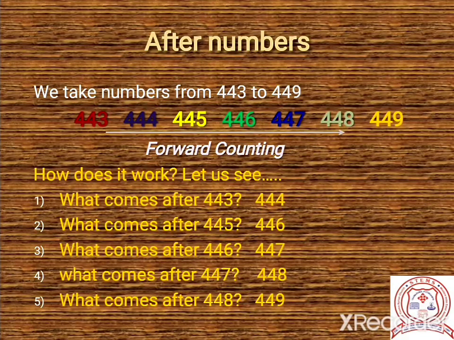We take numbers from 443 to 449. 443, 444, 445, 446, 447, 448 and then 449. To find after number, we have to do forward counting. Forward counting means next number. How does it work? Let us see. What comes after 443? It means what is the next number after 443? So what do we write after 443?